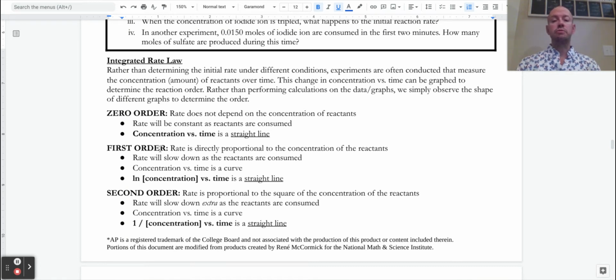For a first order reaction, the rate's proportional to the concentration, which means it goes fastest when we have a lot of that chemical, but then it's going to form a curve. It's going to slow down. The rate slows down as the reaction goes away. So the concentration versus time is a curve, but we can analyze that graph to make it a straight line. If we're able to turn that curve into a straight line by looking at the natural log, then we can know that that is a first order reaction.